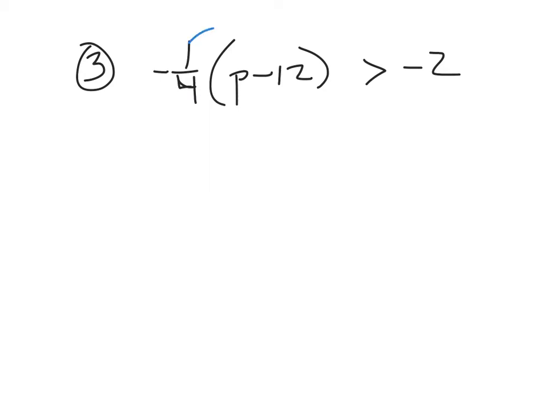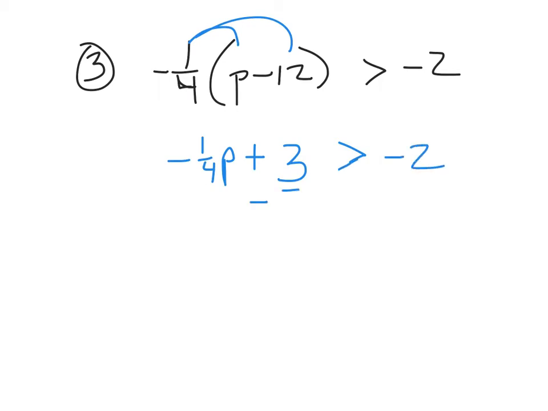Okay, so our first step is to distribute. So I get negative 1/4 P minus, what is negative times a negative makes it a positive, 1/4 of 12, of course, is 3, and then greater than, and then minus 2. All right, so then I'm going to move the 3 by subtracting. So I'm left with negative 1/4 P. It's greater than, negative and a negative goes further negative, so this would be negative 5.